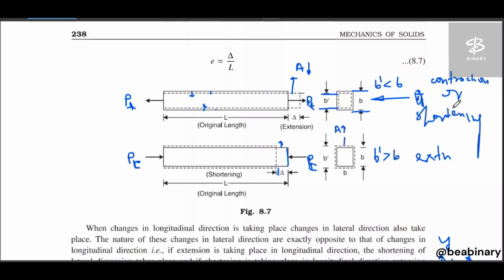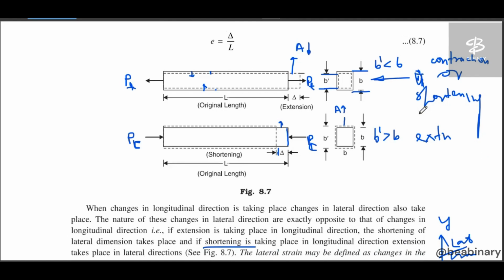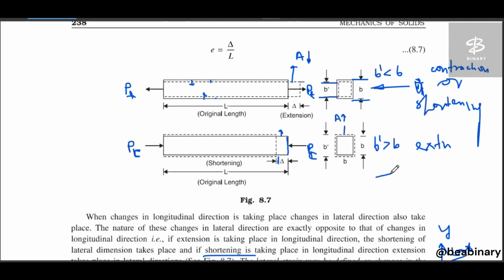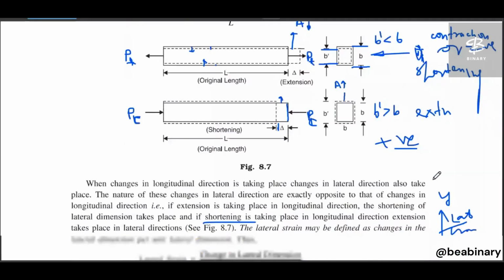So contraction or shortening is obtained in that case because B dash is less than B, meaning B dash minus B, that is delta B upon B, is the contraction. In that case, B dash is greater, so B dash minus B upon B, that is delta B upon B, is an extension. I think both things are the same because they depend only on positive and negative. Here negative and here positive. The only difference is positive and negative. Now, I think the concept is clear.